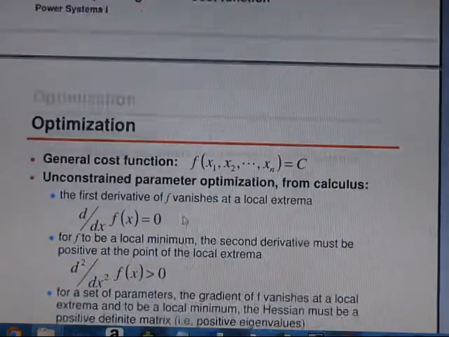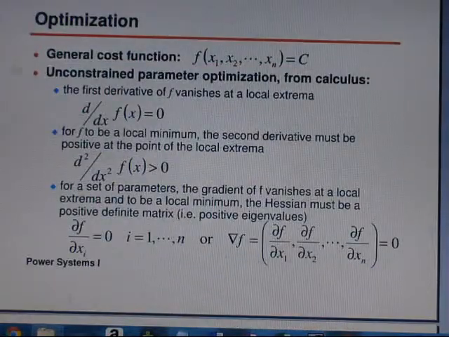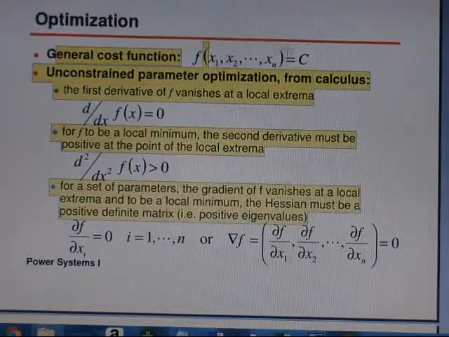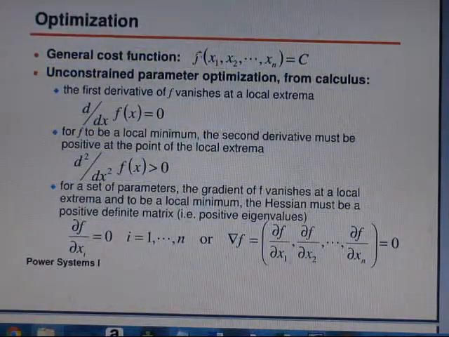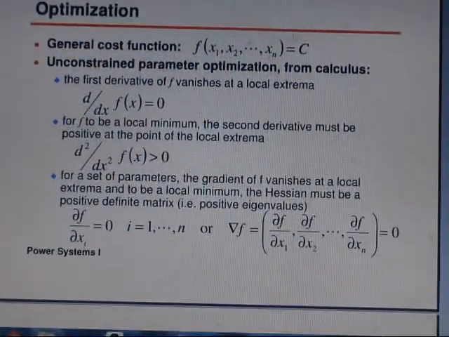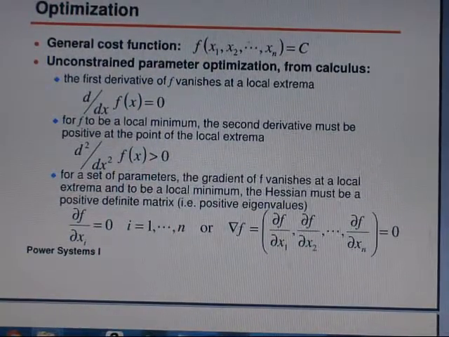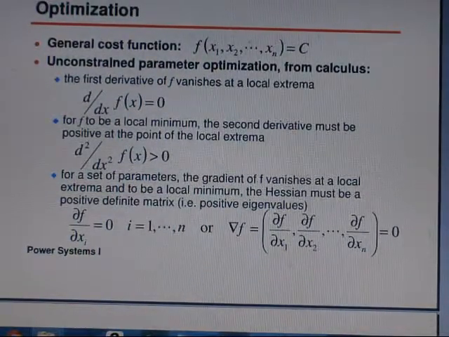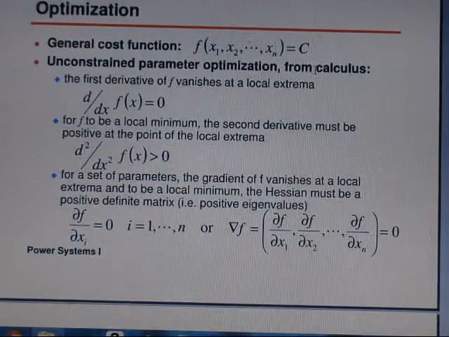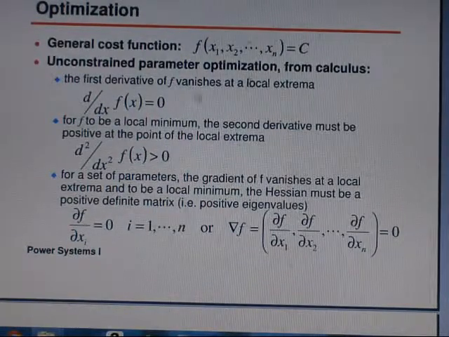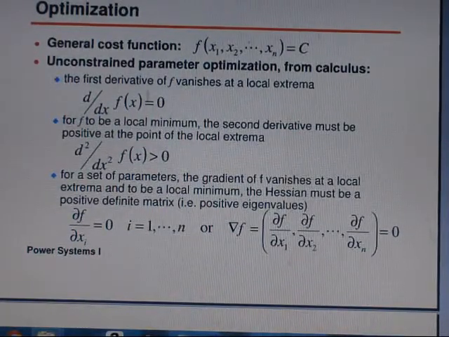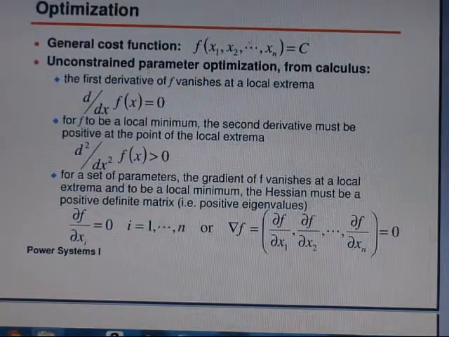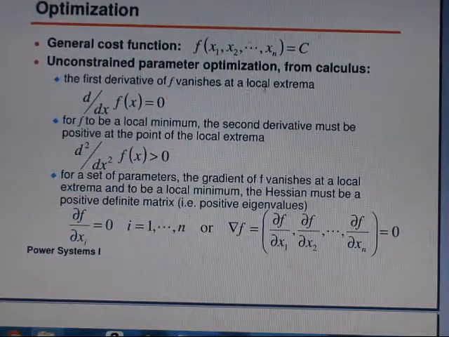So the optimization in this case: a general cost function can be written as the equation f(h1, h2, up to hn) equal to c. This is the general cost function equation, with unconstrained parameters optimized using calculus. So in this case, the derivative of the cost, df/dh, equal to 0. That will vanish at the local extrema.